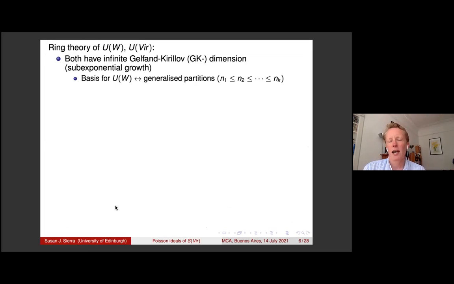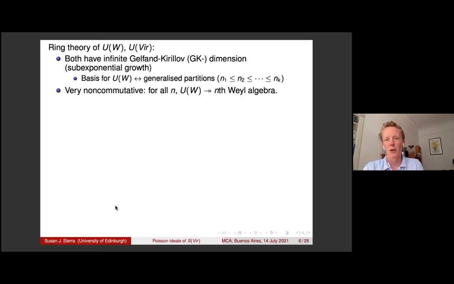One way to see how big they are is that a basis for the enveloping algebra of the Witt algebra looks like generalized partitions, non-decreasing sequences of integers. So this is saying that the growth of the enveloping algebra grows like partitions of n, which grows very, very fast, certainly faster than any polynomial. They're very non-commutative. They're more non-commutative than almost any ring you can think of. It surjects onto every Weyl algebra.